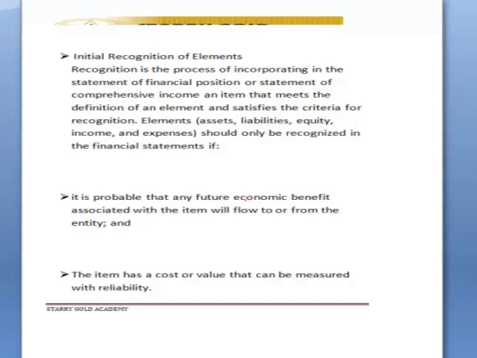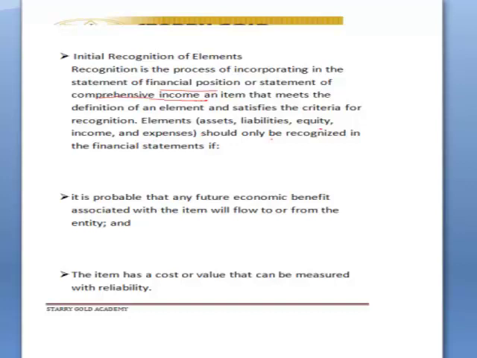Recognition is the process of incorporating in the statement of financial position or statement of comprehensive income an item that meets the definition of an element and satisfies the criteria for recognition. So we're talking about assets, liabilities, equity, income, and expenses. When should we recognize them? Do they meet the required definition of what an asset should be, or what a liability, equity, income, and expense should be?